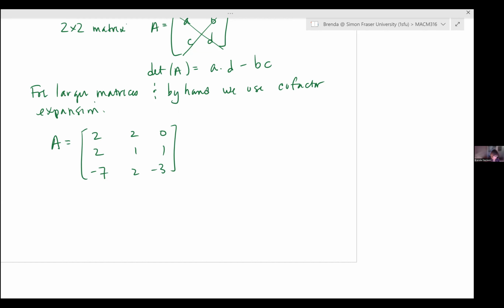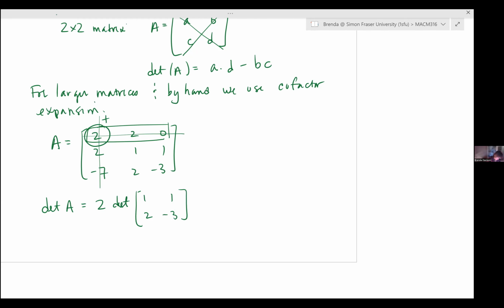The first thing is to pick which row or column to do the cofactor expansion along. I always pick the row or column with the most zeros because I find multiplying by 0 quite easy. I see there's a 0 in the first row, so I'm going to do my cofactor expansion along the first row. So the determinant of the matrix A is 2 times the determinant of what is left if I cross out the row and column that the number 2 is in. That gives me the determinant of 1, 1, 2, -3.